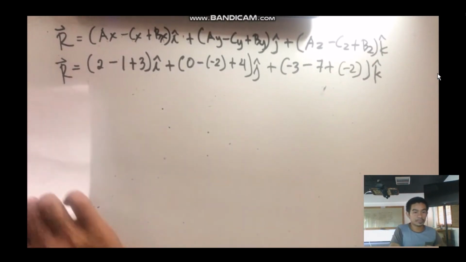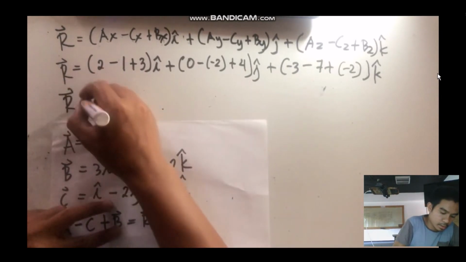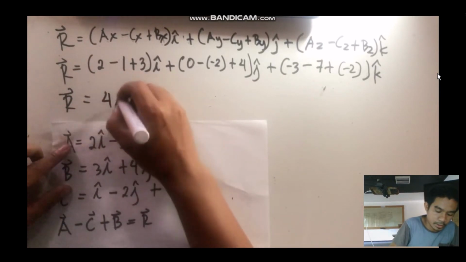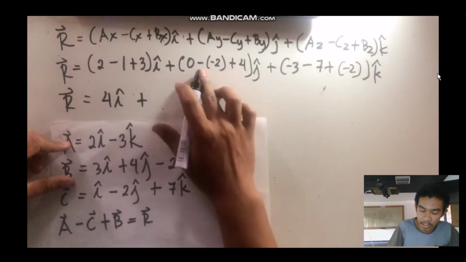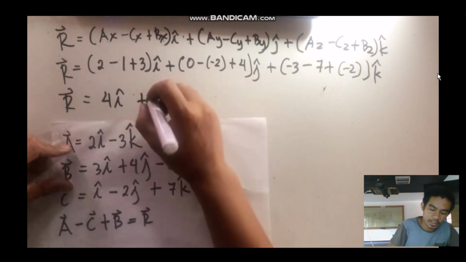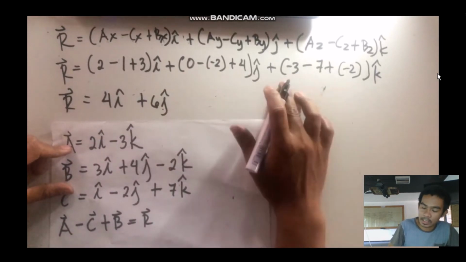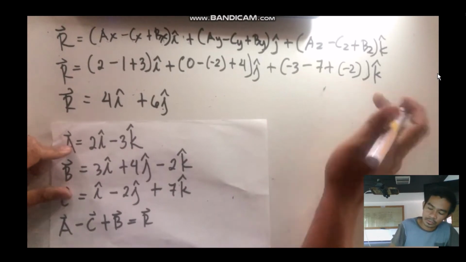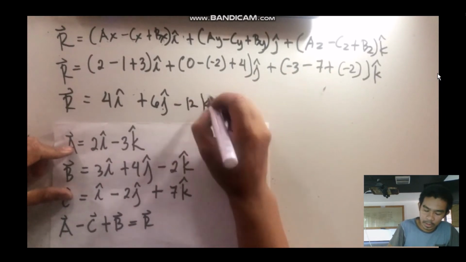Alright, so let us solve. So vector R equals, what's 2 minus 1? That's 1 plus 3, it's 4 I hat plus, 0 minus negative 2 is 2 plus 4, that's 6 j hat. How about the k hat? Negative 3 minus 7, that's negative 10 plus negative 2, that's negative 12 k hat.